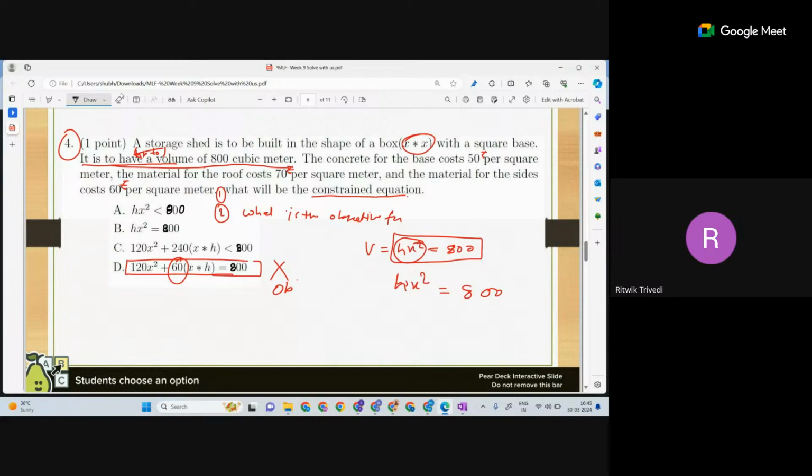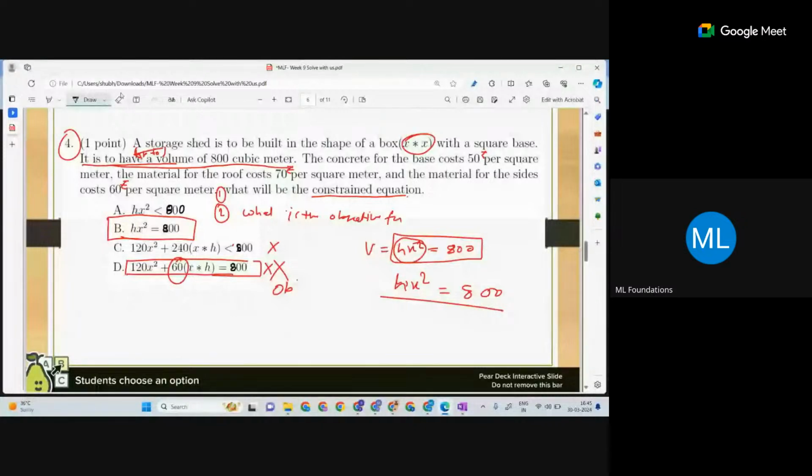There is no constraint, there is no objective function as such. There is only a constraint function here. Only the constraint is given, no? Only the volume is actually making a constraint here. So that's why this is going to be the constraint. Now the objective function we want.